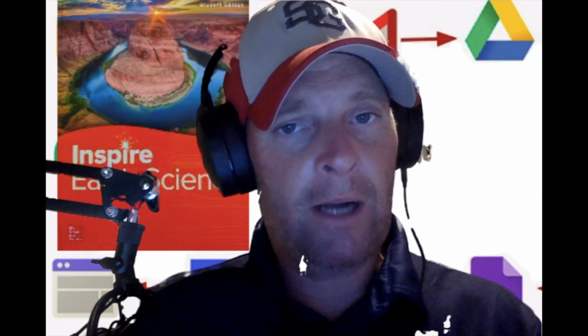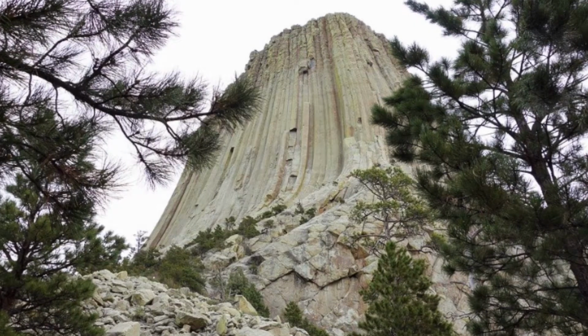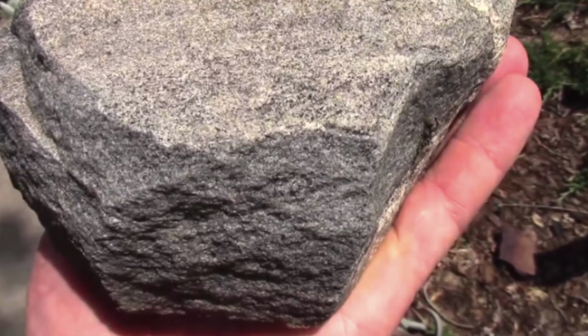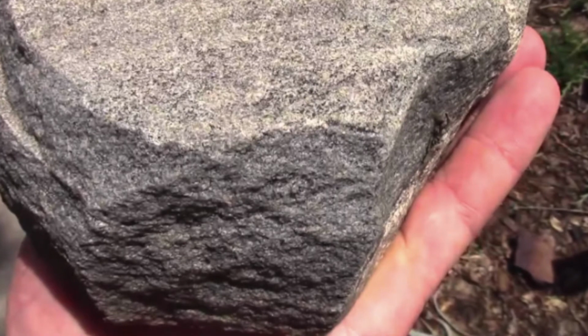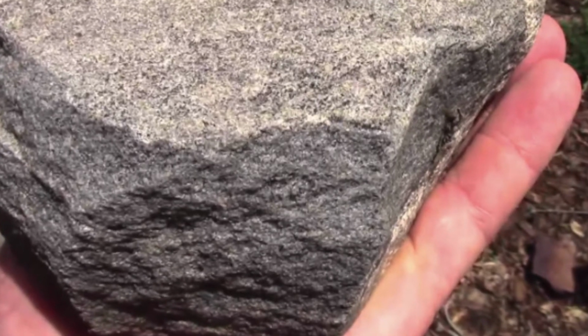Intrusive rocks are rocks that cool down while they're below the Earth's surface. And of course, we also have extrusive rocks, which cool down after they're exposed to the atmosphere. Okay, so intrusive underneath, extrusive above the Earth's surface.